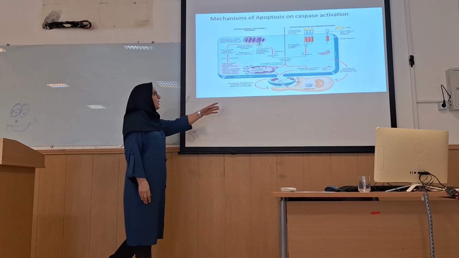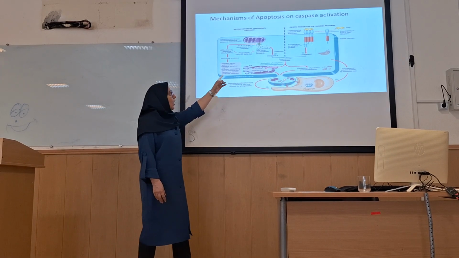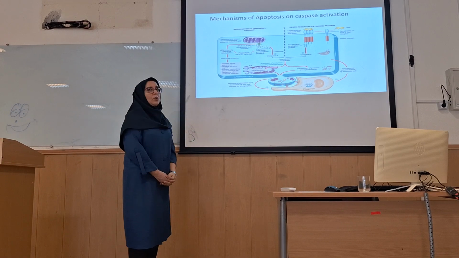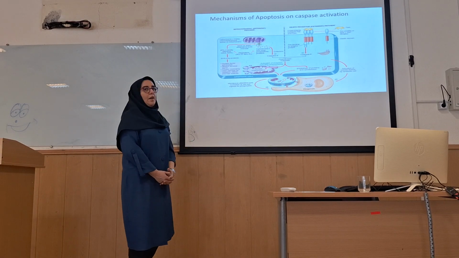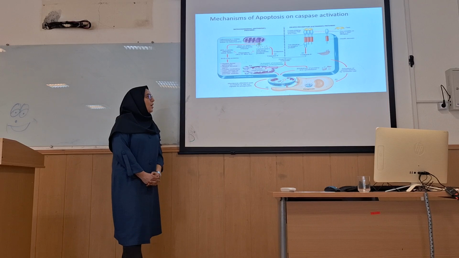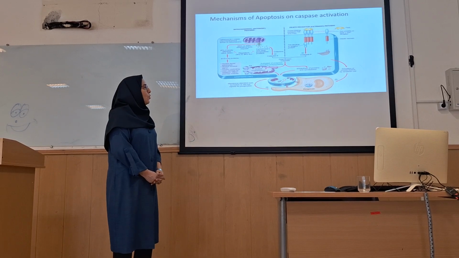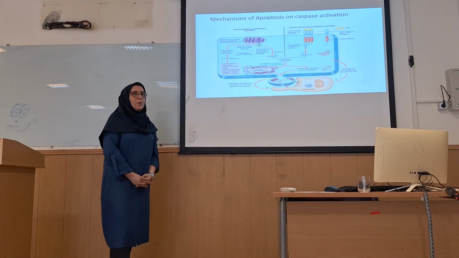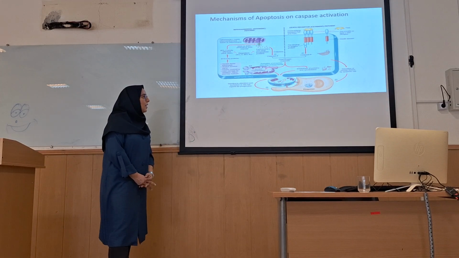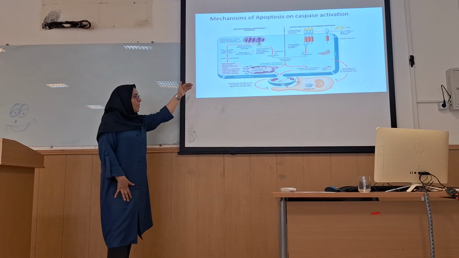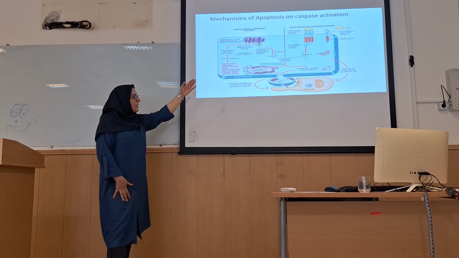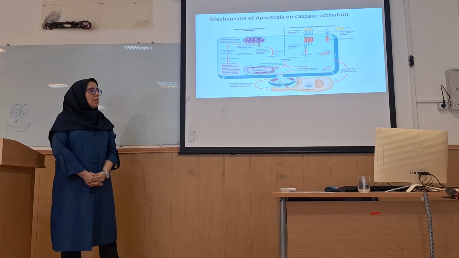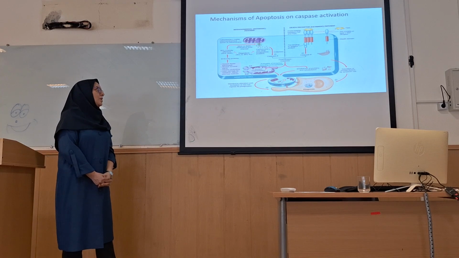Cytochrome C activates caspases, cysteine aspartate enzymes. In the death receptor pathway, Fas ligand attaches to Fas, and this death domain is activated. In this situation, caspase 8 is also activated. In the mitochondrial pathway, caspase 9 is activated. In this receptor pathway, caspase 8 is the initial caspase to start apoptosis.